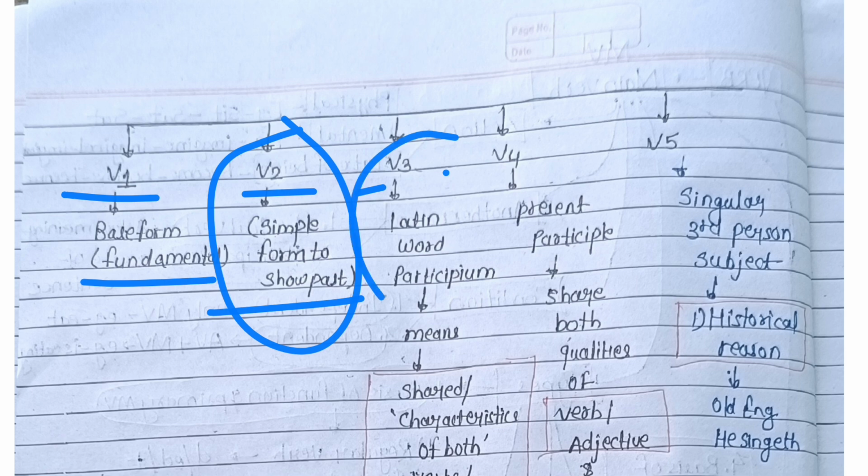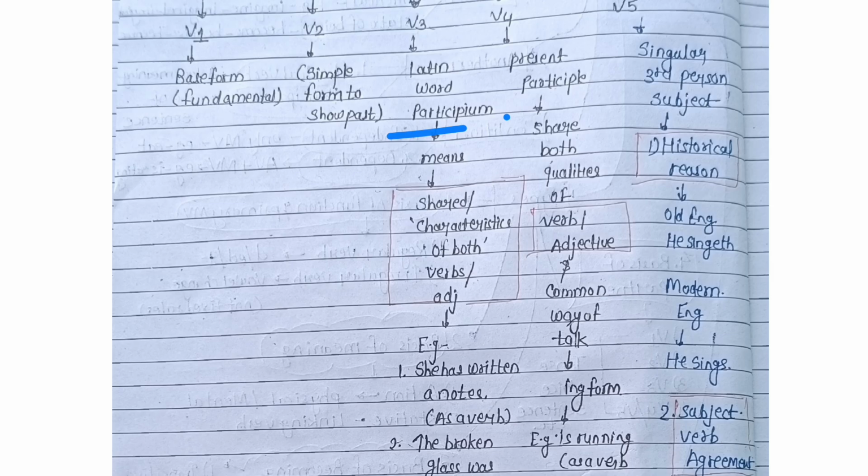V3, which is also known as the past participle, comes from the Latin word participium. What is the meaning of that? It means shared, having the characteristics of both verbs and adjectives. That is why it is known as a past participle. Now the present participle shares both qualities of verb and adjective, as well as the common way of talking, like ing, and it is also known as a gerund.